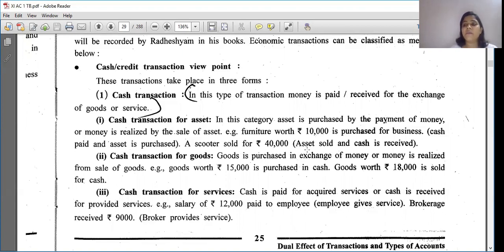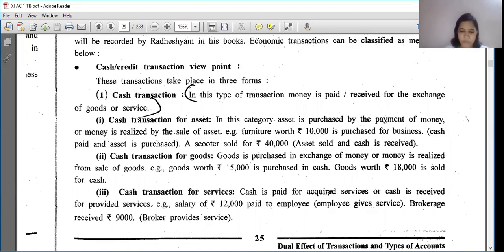In the same way, when I'm selling any asset, as in the example of the scooter, the scooter is sold. So what happens? The asset goes out and cash is received. Cash transaction for goods: goods are purchased in exchange for money, or money is realized from the sale of goods. That is, goods worth rupees 15,000 are purchased in cash, and goods worth rupees 18,000 are sold for cash.